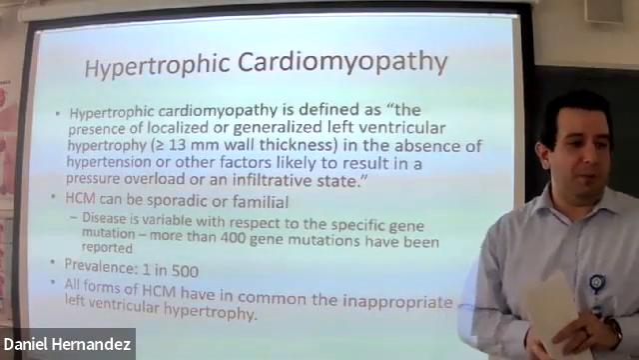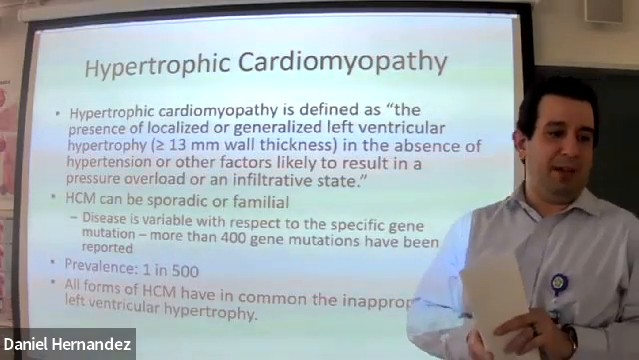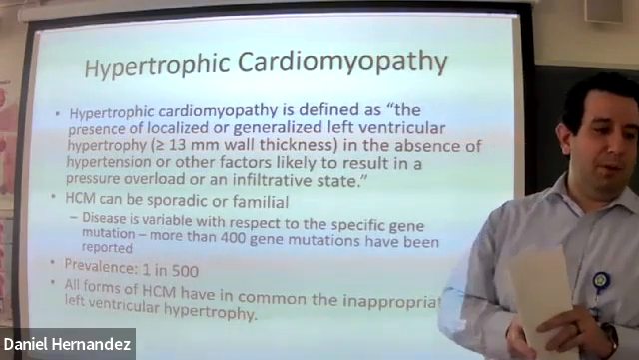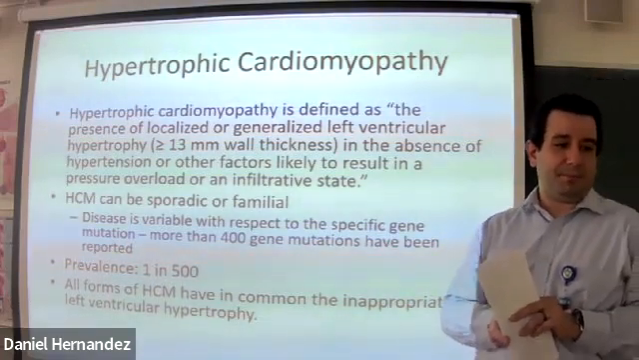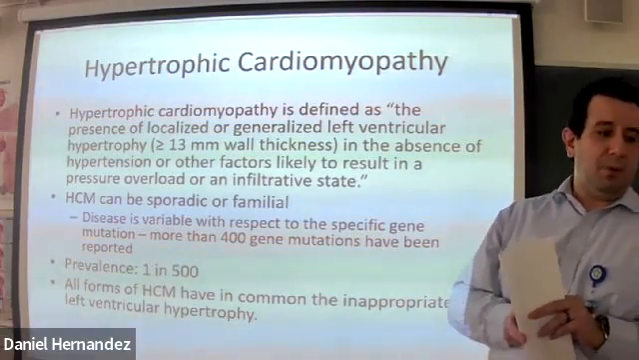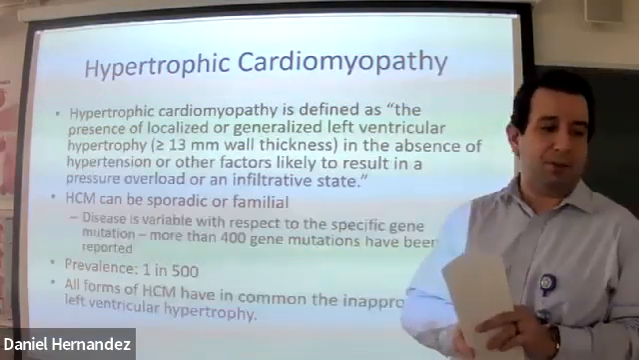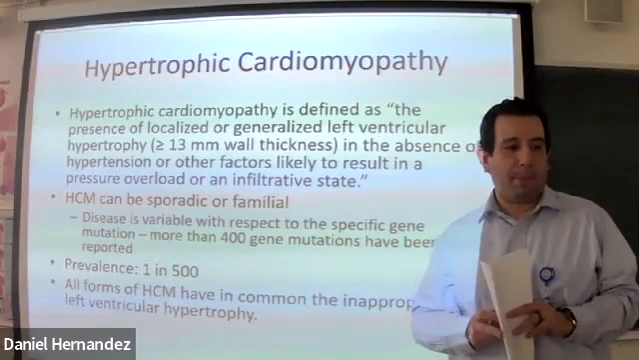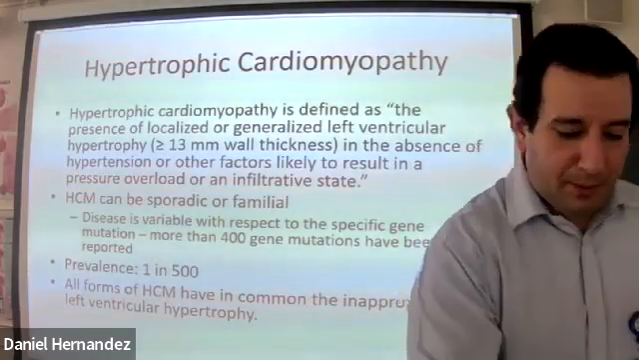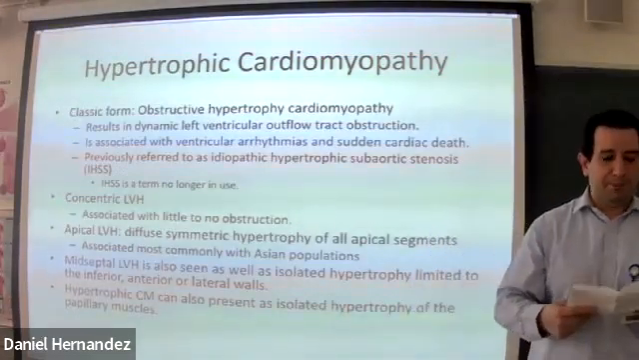So hypertrophic cardiomyopathy can be sporadic or can be seen familial. There might be a genetic component to it. Its prevalence is 1 in 500. What all forms of hypertrophic cardiomyopathy have in common is an inappropriate left ventricular hypertrophy. We're going to discuss in a moment that there are a couple different kinds of hypertrophic cardiomyopathy.